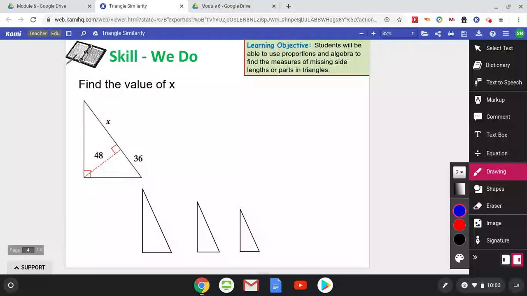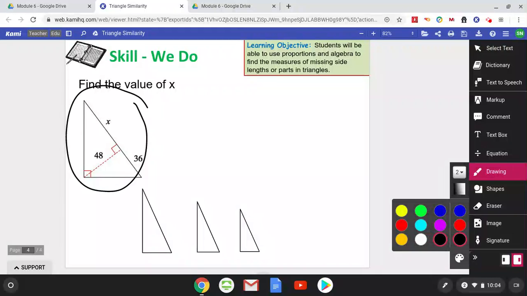Hello, this is part 2 of the video triangle similarity. In this problem, we will determine the value of x using proportions and algebra. The first step is to look at the big triangle. This is the problem, and note that there are 3 triangles in it.